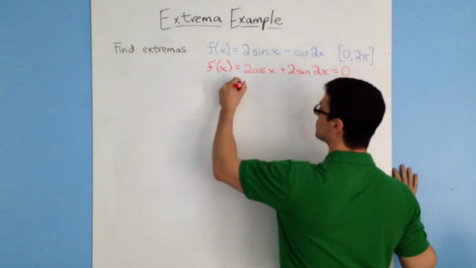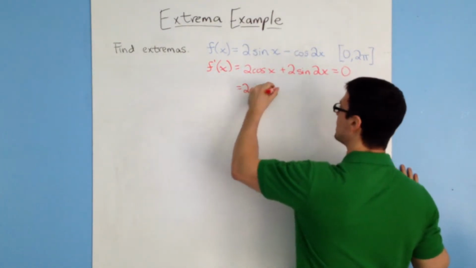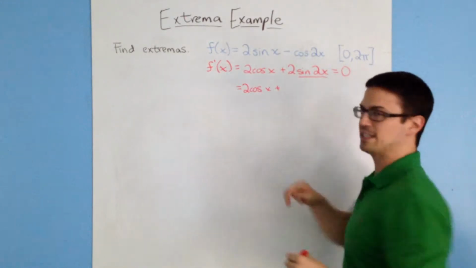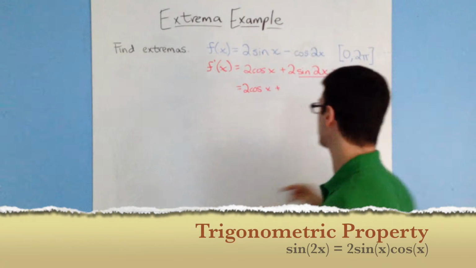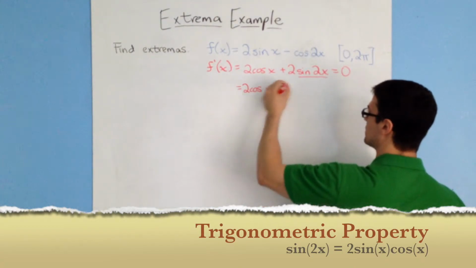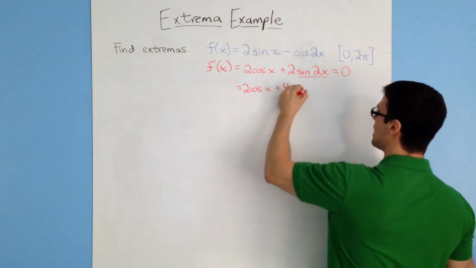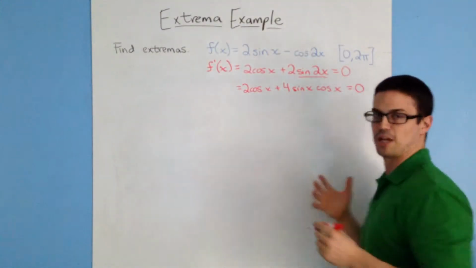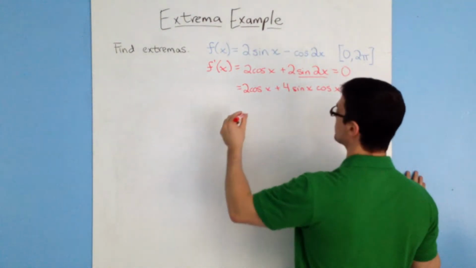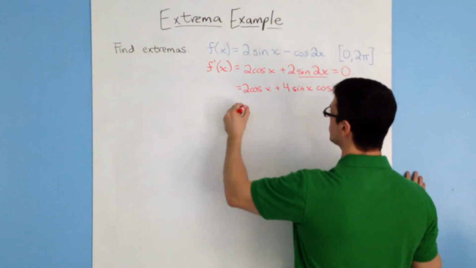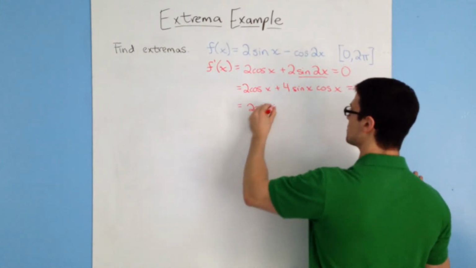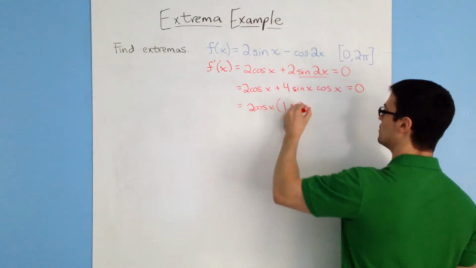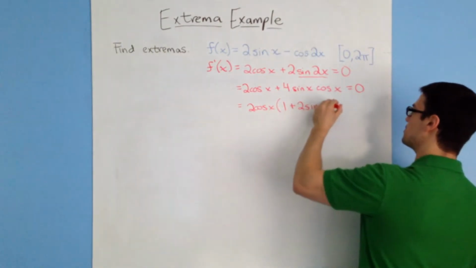Now we can drop down this 2 cosine x because that's already simplified. This sine 2x will simplify to 2 sine x times cosine x. So we're just going to write 4, because it's 2 times 2, times sine x cosine x is equal to 0. Okay, just like before, we need to factor out our greatest common factor here. In this case, it is going to be 2 cosine x. So that will be equal to 1 plus 2 sine of x is equal to 0.